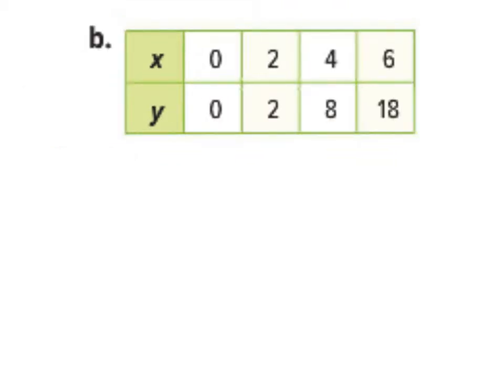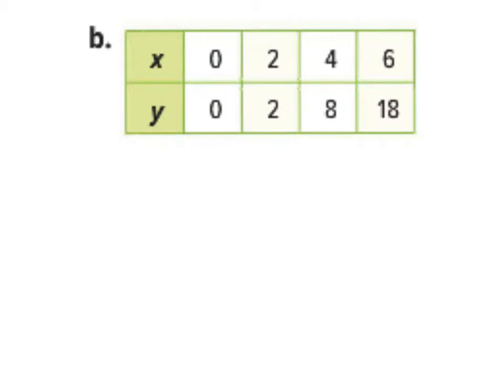Question B. As x increases by 2, see, 2, 4, 6. Let's look at y. Y at 0 is 0, which means it's a proportional relationship, but it's starting at 0 for both. Then we both have 2. But then over here, as x increases by 2, y increases by 4. As x increases by 2 again, y increases by 10.